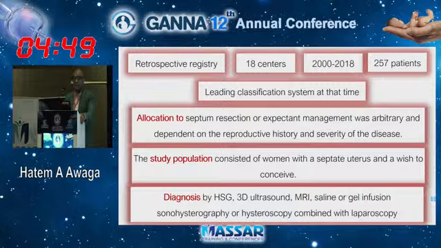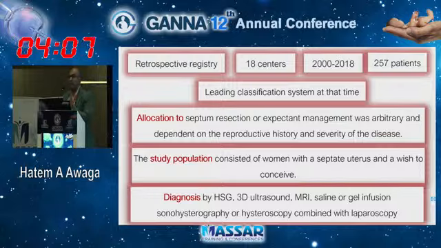However, this was a retrospective study done in 18 centers from 2000 to 2018 in 257 patients. So it's a very long time, 18 years of study and work. The classification system for the septum changed a lot during such a period, and patients were diagnosed by different diagnostic methods, and they were operated by different techniques, and the patients were allocated in a different way, because you find most of the patients allocated to expectant management get pregnant spontaneously. So they are patients with a very minimal septum or not a real septum, and they are the good prognosis patients.